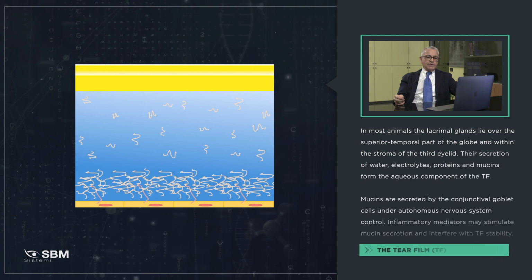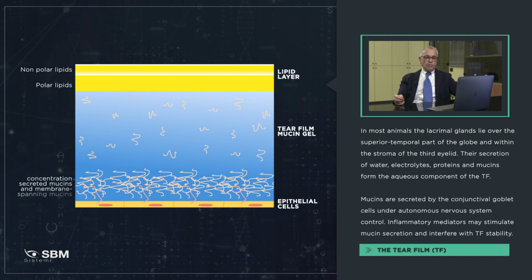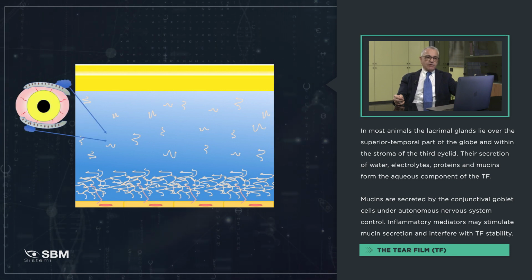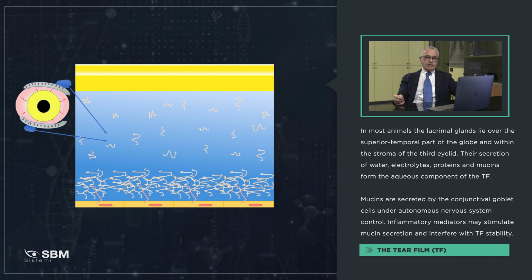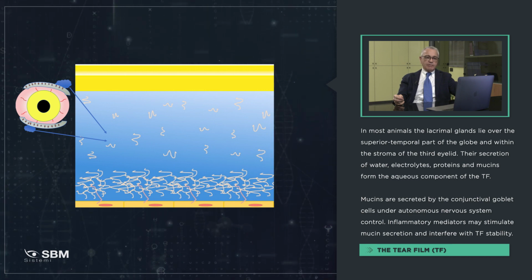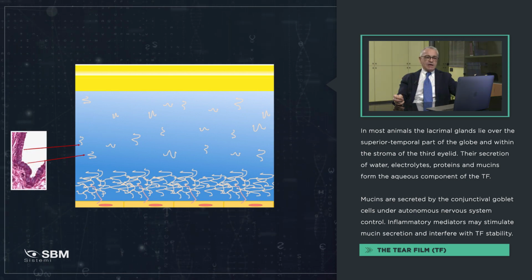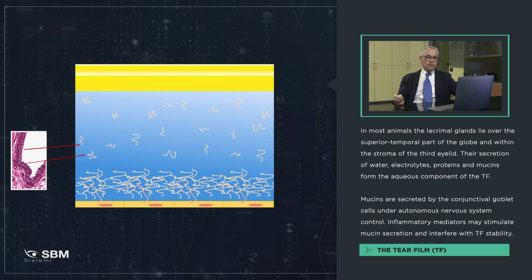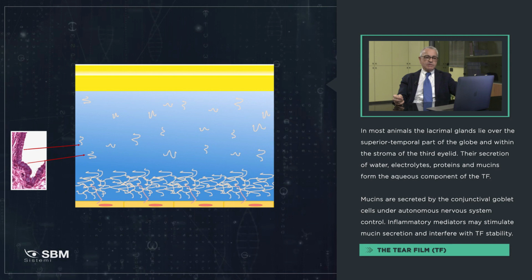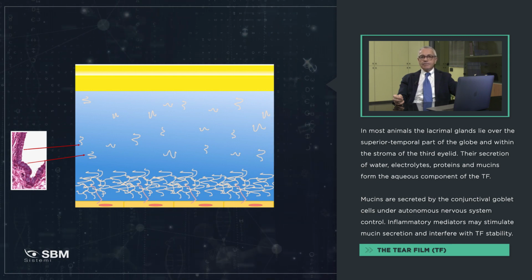In most animals, the lacrimal glands lie over the superior temporal part of the globe and within the stroma of the third eyelid. Their secretion of water, electrolytes, proteins, and mucins form the aqueous component of the tear film. Mucins are secreted by the conjunctiva goblet cells under autonomous nervous system control. Inflammatory mediators may stimulate mucin secretion and interfere with tear film stability.